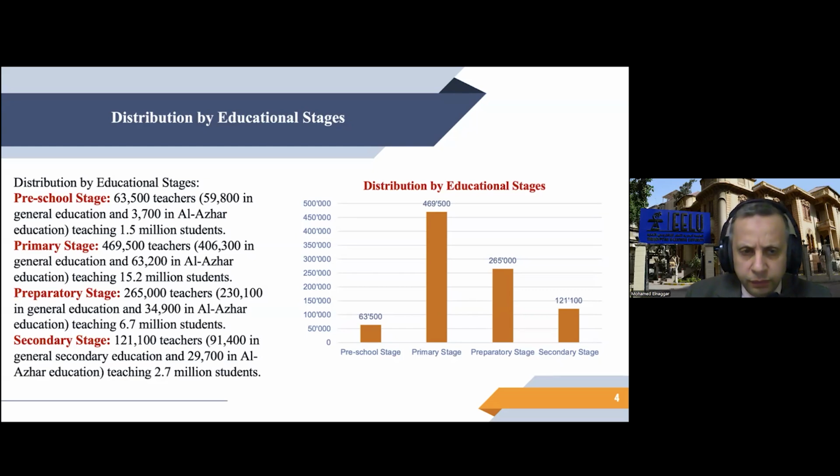The number of primary stage teachers is about 469,000 teachers. Preparatory stage, 265,000 teachers, and in the secondary stage there are about 121,000 teachers.